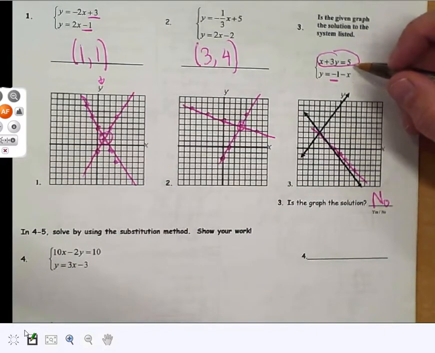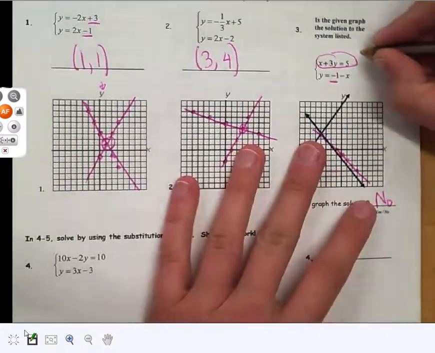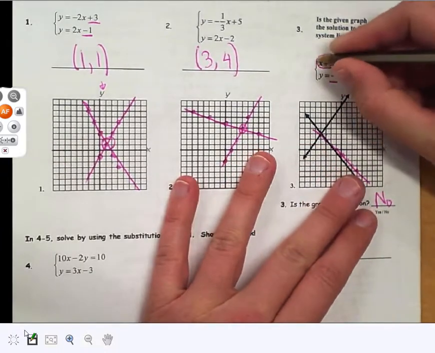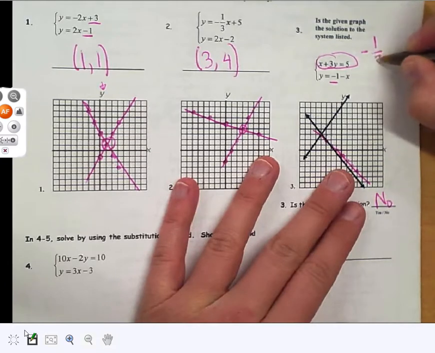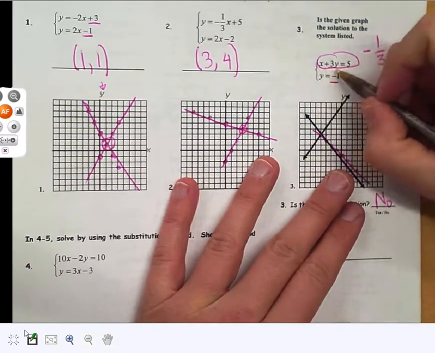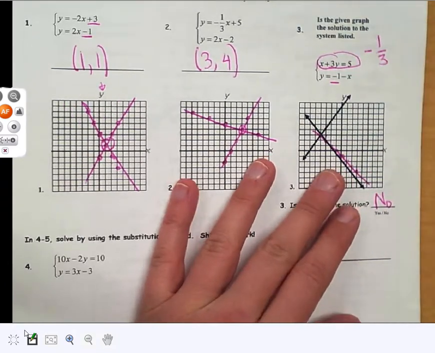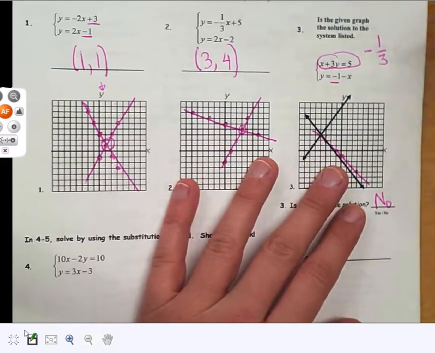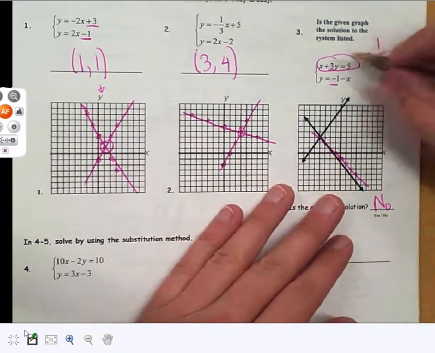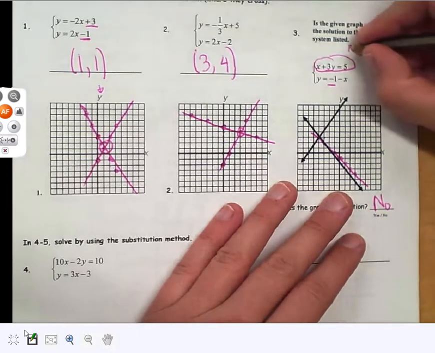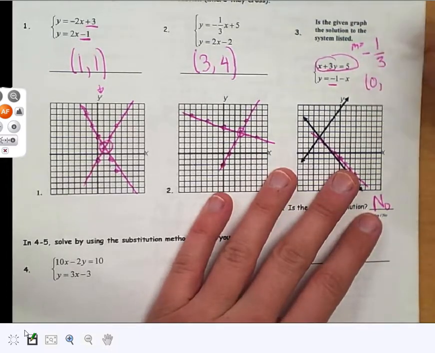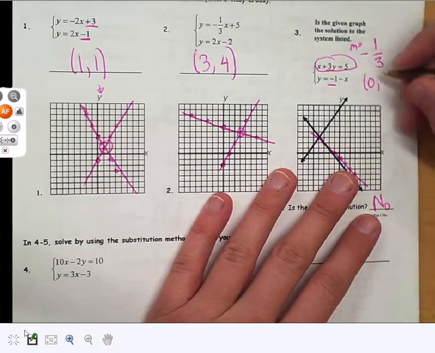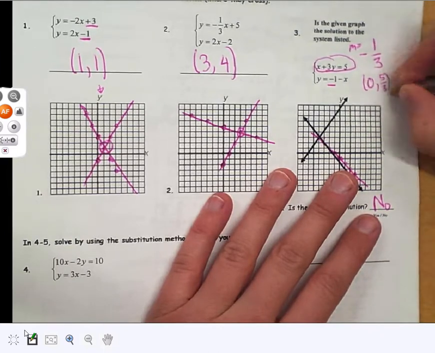On the standard form, the slope is going to be negative what number's in front of the x? So that's a 1. And what number's in front of the y? A 3. So negative, number in front of the x over number in front of the y. In this case, it ends up negative 1/3. Then my y-intercept is when x is 0, 5 over 3. That's kind of hard to graph.